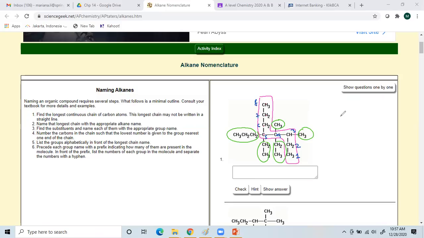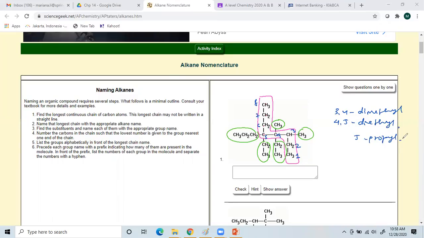So I got 3, 4, then methyl. Right, and then 4, 5 diethyl, and then 5 propyl.